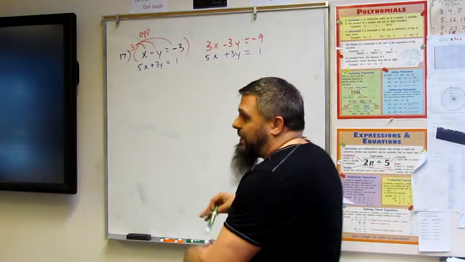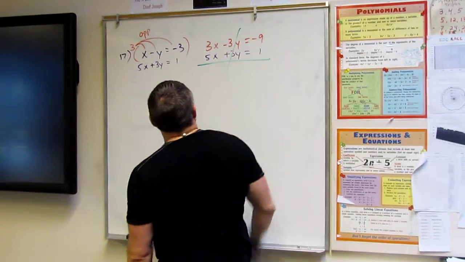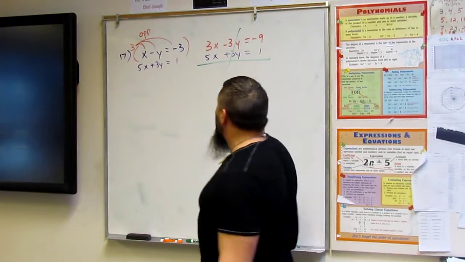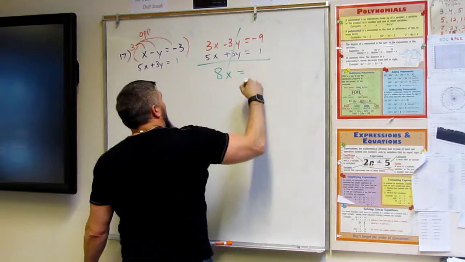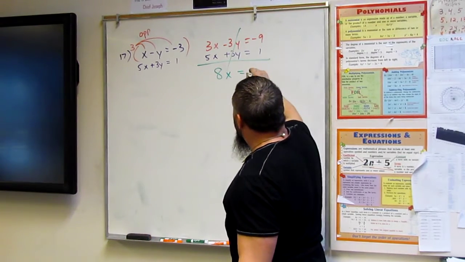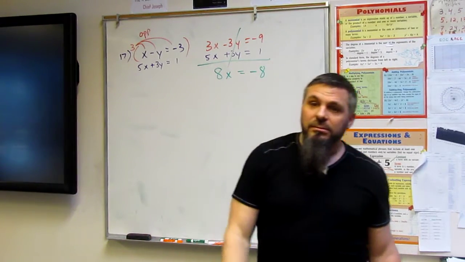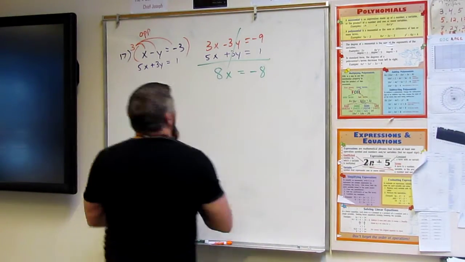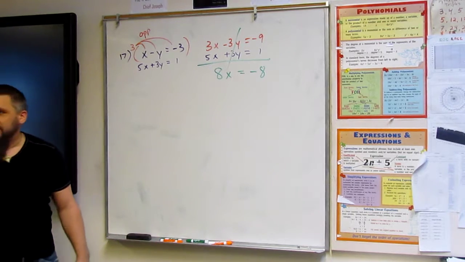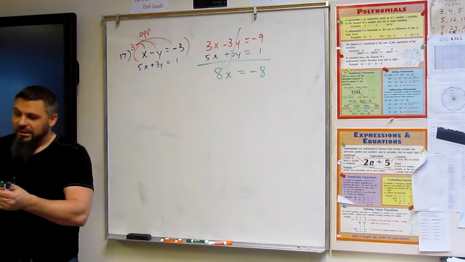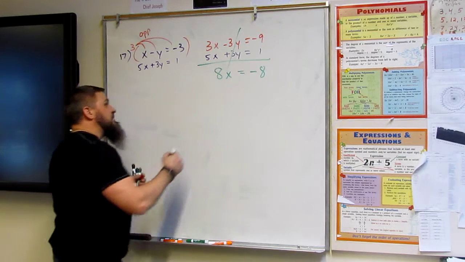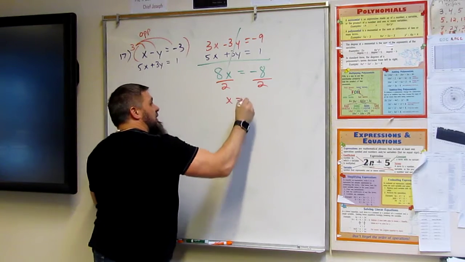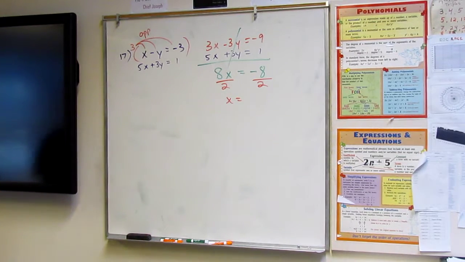So, now I add them up, right? These cancel. 3 and 5. 7. Try again. 8. Okay? Negative 9 and 1. Okay? Negative 8. Alright, then we're going to divide by... Right, Marcia? We're going to divide by what? 8. No, 8. Good guess, though, Marcia. Good guess.